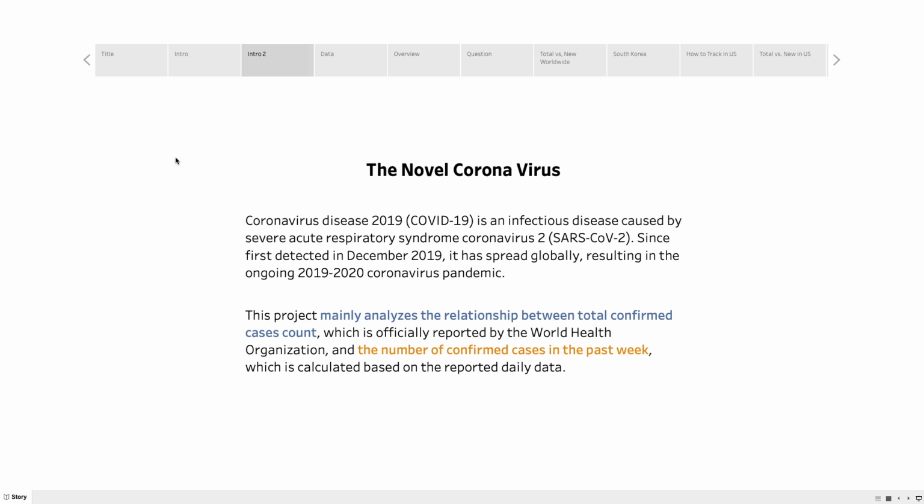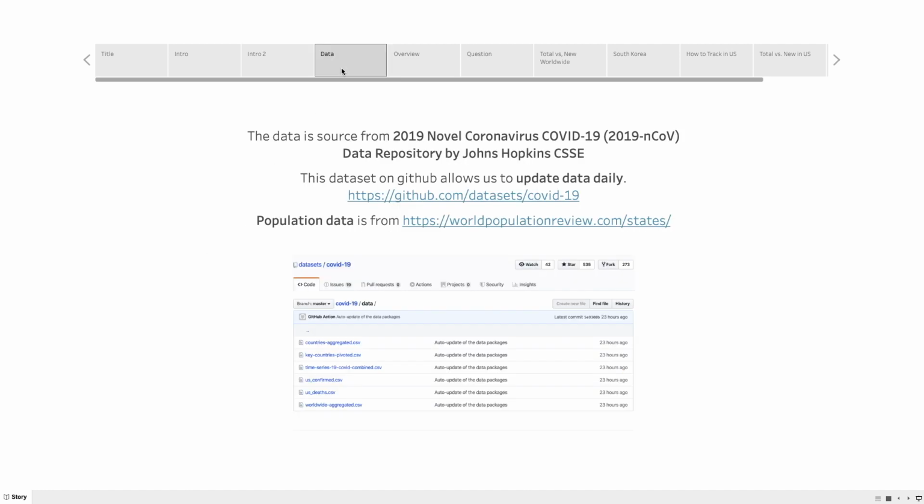This project mainly analyzed the relationship between the total confirmed cases count and the number of confirmed cases in the past week. The dataset we use is from GitHub, COVID-19. And this data is sourced from the data repository by Johns Hopkins CSSE.